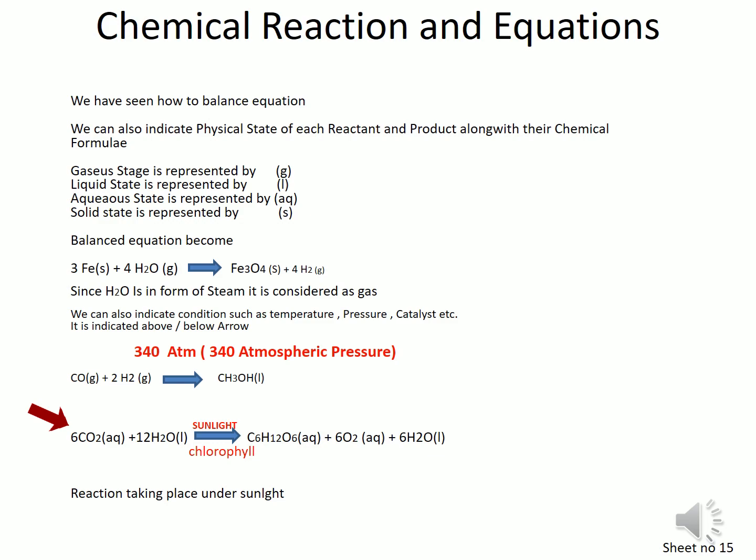If it interacts, it becomes C6H12O6. This is again in aqueous form, plus 6O2, again in gas form, plus 6H2O. This is in liquid form. Now this reaction takes place in sunlight. Unless and until we have sunlight, the reaction does not take place. So we are indicating sunlight above the arrow. It is an indication that sunlight is required for this chemical reaction. Okay.